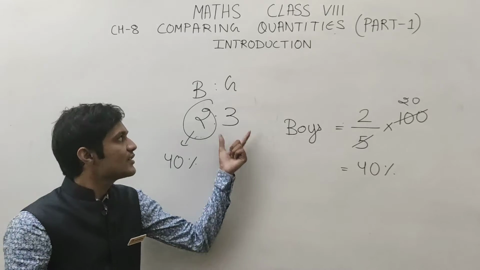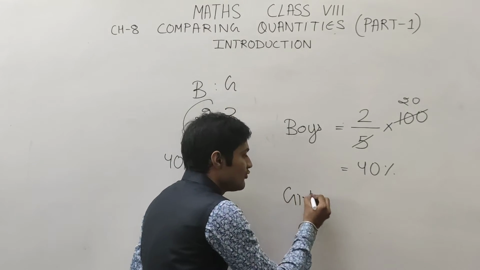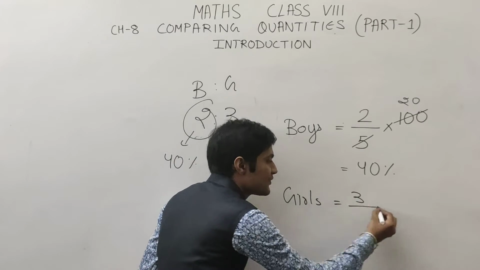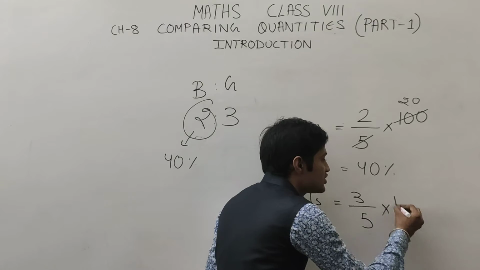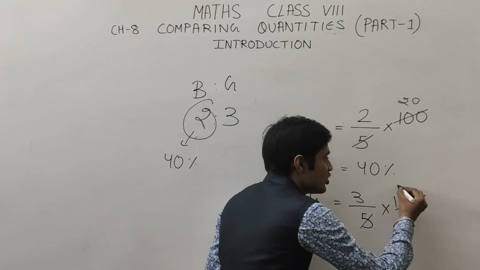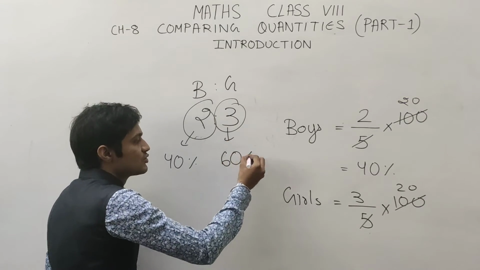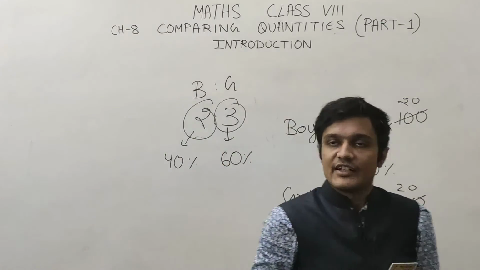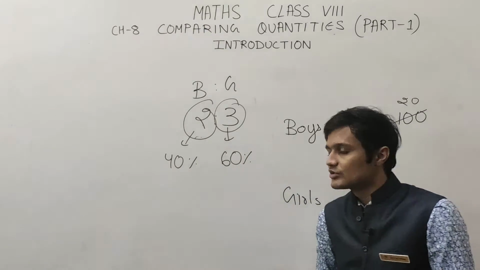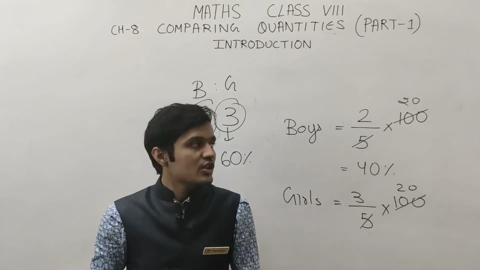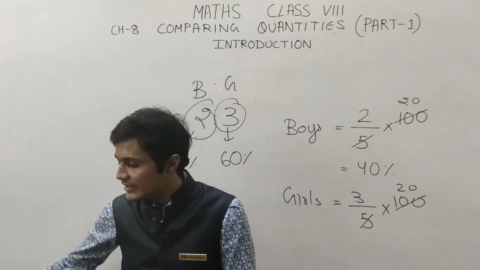Now we will convert the ratio of girls into percentage. So again for girls we will write 3 in the numerator divided by again the sum of ratio into 100. So this time our answer is 60%. So we can convert this ratio 2:3 as 40% is to 60%. So in this way you can convert a given ratio into percentage.